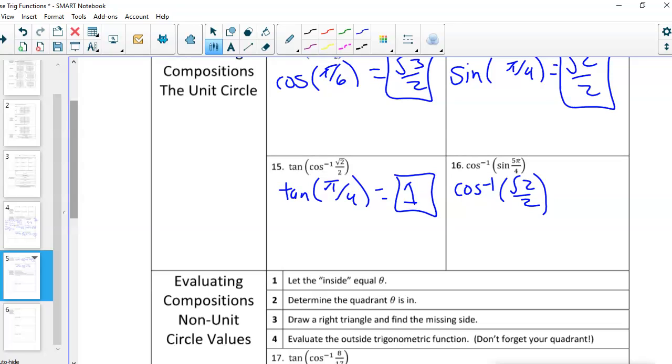Where in the range is cosine equal to root 2 over 2? Yeah, that's negative, because 5 pi over 4 is in the third quadrant. So where is cosine equal to negative root 2 over 2? Not negative pi over 4, but 3 pi over 4. Remember, sine and cosine have different ranges.